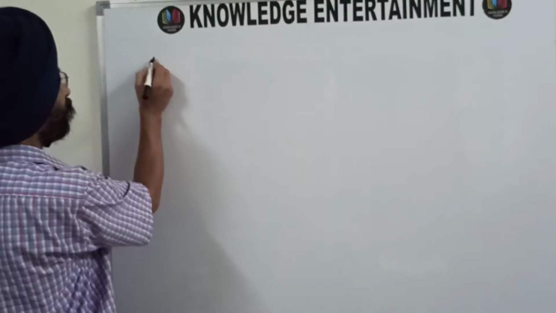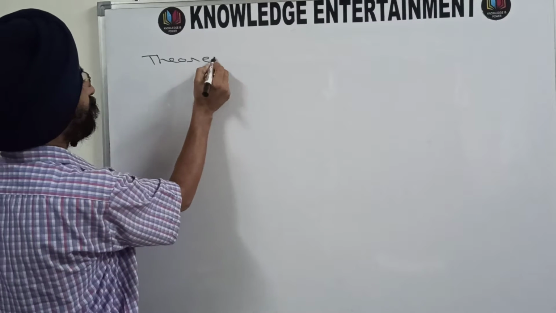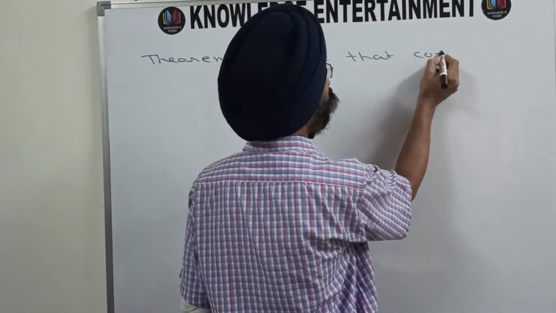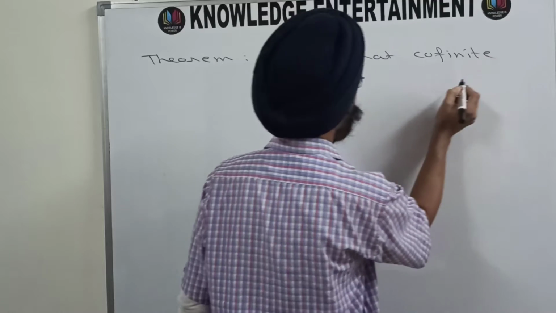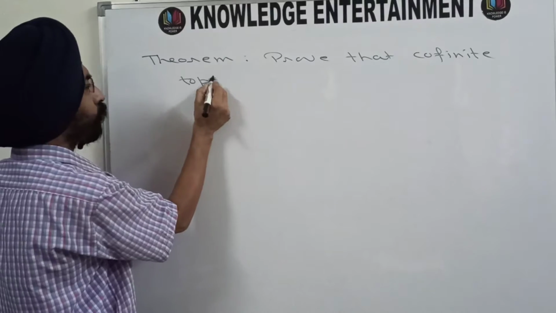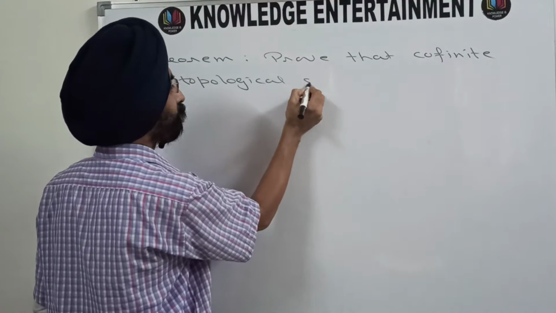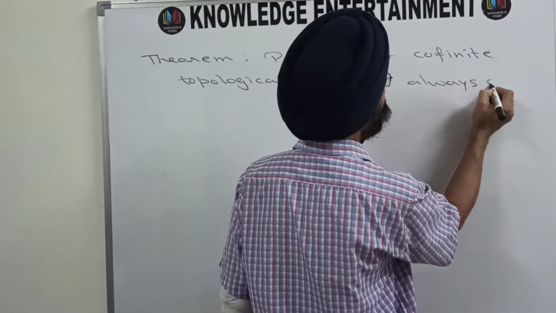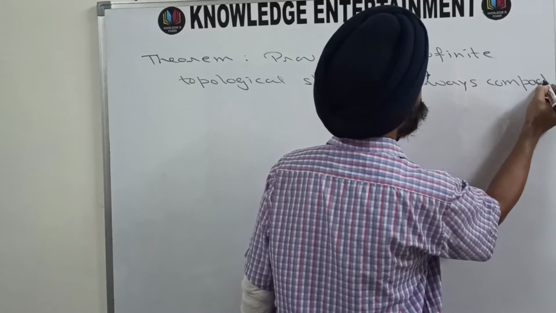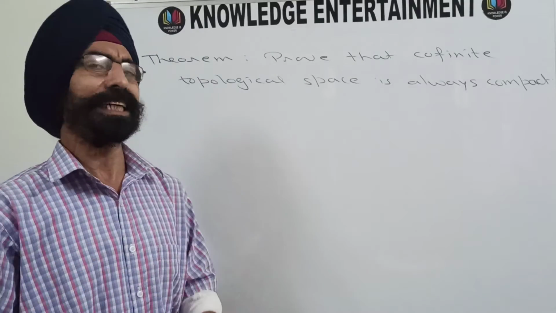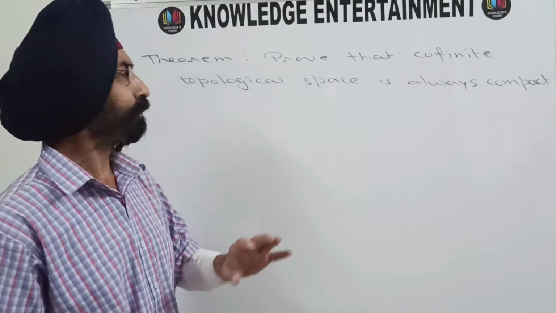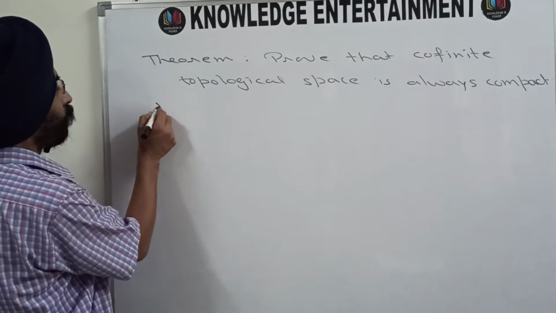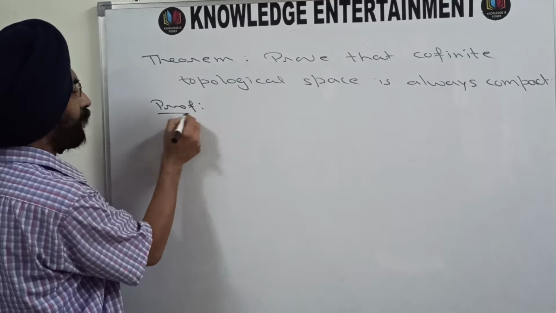The next one is, prove that cofinite topological space is always compact. So earlier we have shown that indiscrete topological space is compact, and now we are going to show that cofinite topological space is also compact. So I am starting the proof.